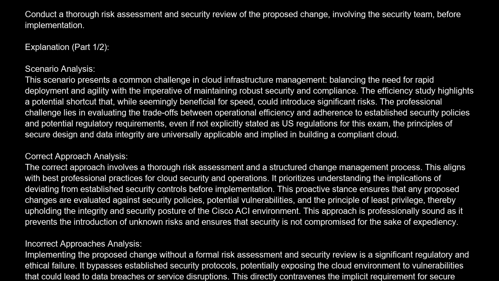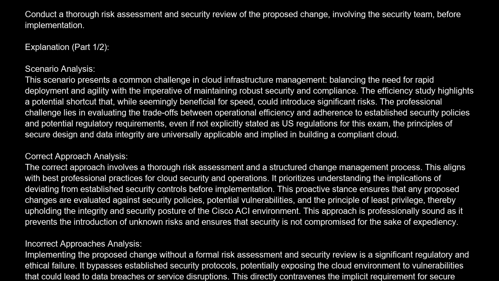The correct approach involves a thorough risk assessment and a structured change management process. This aligns with best professional practices for cloud security and operations. It prioritizes understanding the implications of deviating from established security controls before implementation. This proactive stance ensures that any proposed changes are evaluated against security policies, potential vulnerabilities, and the principle of least privilege, thereby upholding the integrity and security posture of the Cisco ACI environment. This approach is professionally sound as it prevents the introduction of unknown risks and ensures that security is not compromised for the sake of expediency.